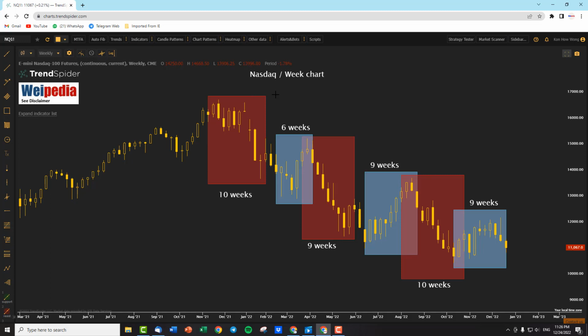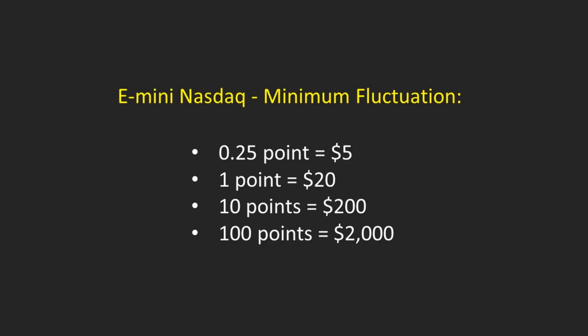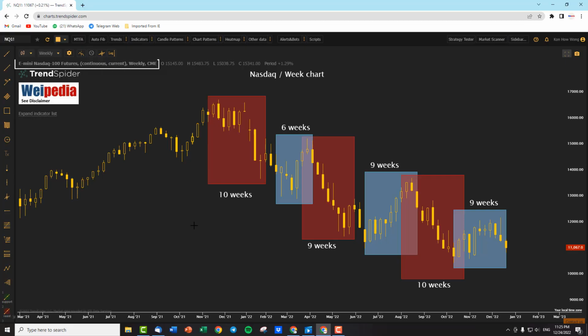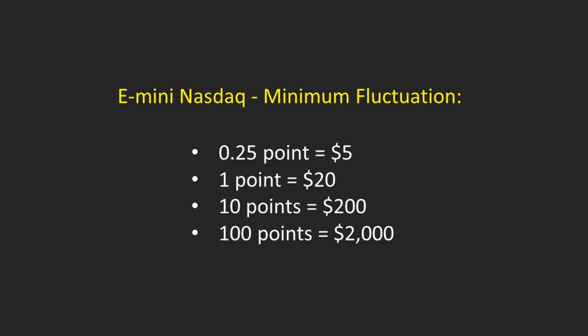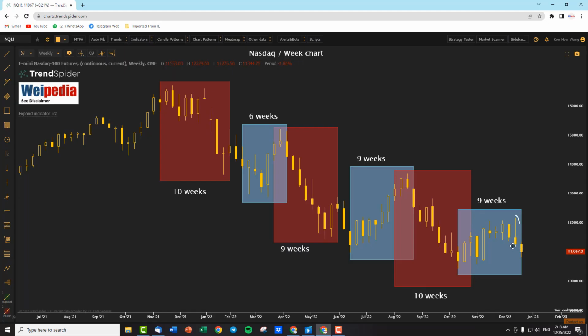Now, I just want to bring you to a little bit of understanding about the contract that traders are trading. In this example, we are looking into the E-mini Nasdaq futures, and the minimum fluctuation is a quarter point. As you can see, 0.25 is $5. It means that one full point is $20, 10 points is $200, and 100 points is 2,000 US dollars. So it's relatively a large contract, which I'm going to share with you how to manage, although it's a large contract. We have discussed this on the weekly chart, where we saw an inverted hammer.